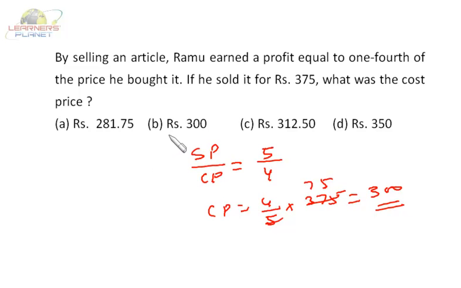If the cost price is rupees 300 and if he is gaining 25% over it, that means he is making 25% of 300, that is 75 rupees profit, which matches our selling price. So definitely rupees 300 is the correct choice.